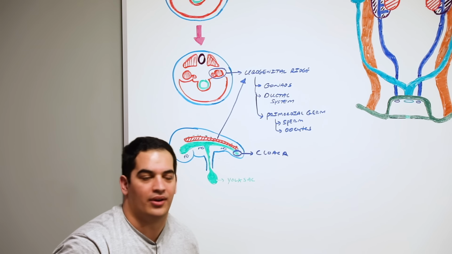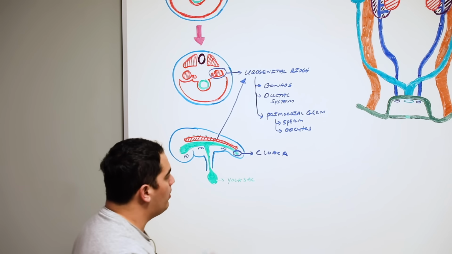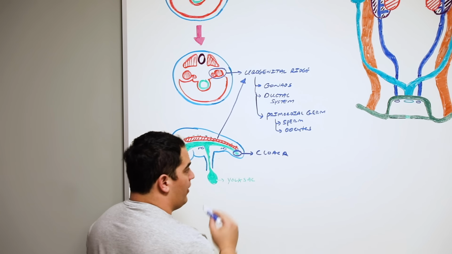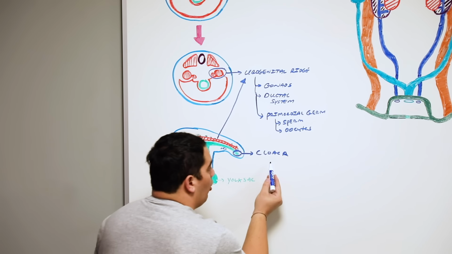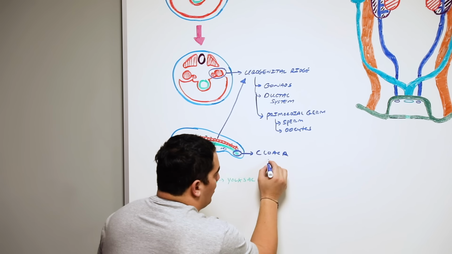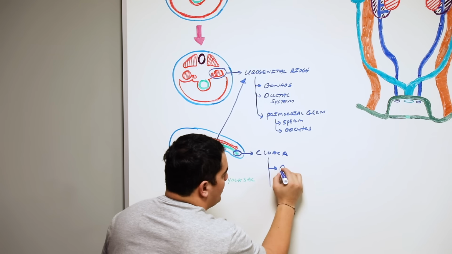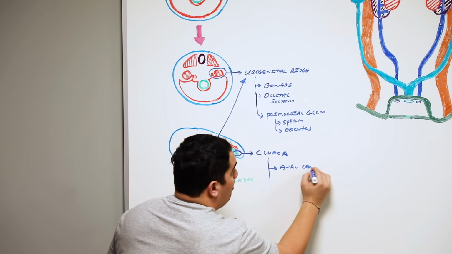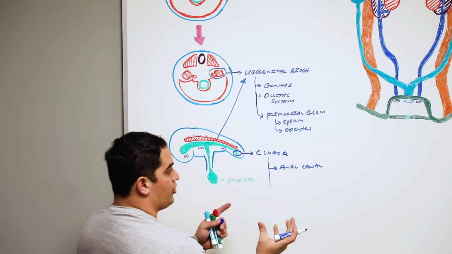That's very important. The last part that I want to talk about that's going to be important for the development of the reproductive system is the cloaca. You know, the cloaca gives rise to 2 structures. It gives rise to the anal canal, which is going to be posterior. There's a posterior portion of the cloaca.